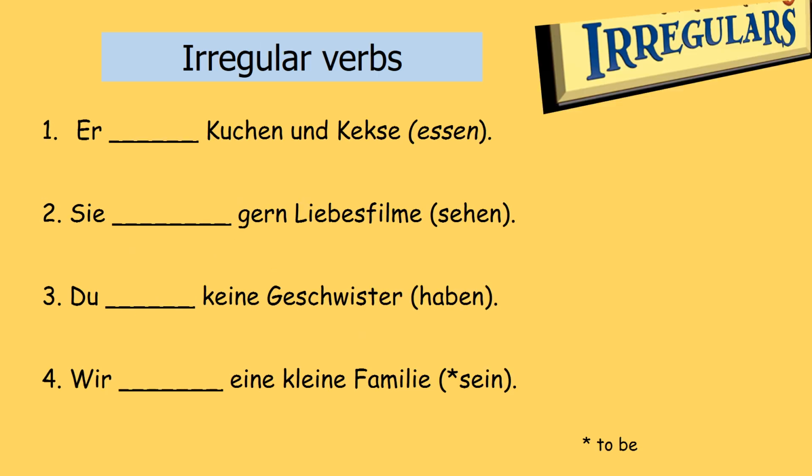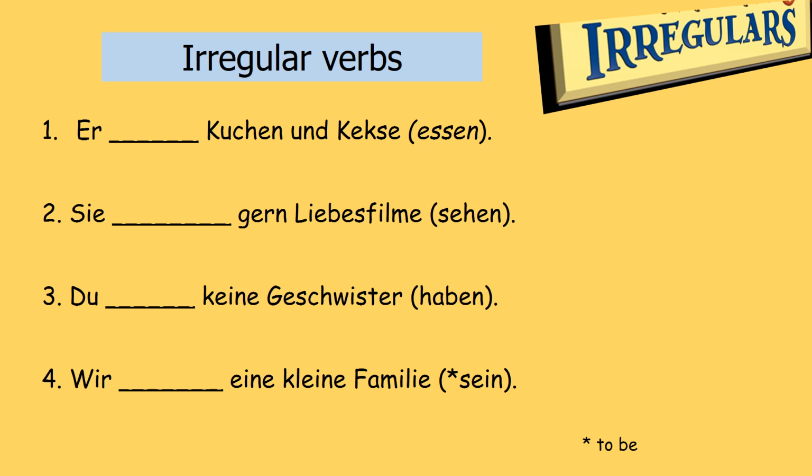So what we're going to do now is look at some irregular verbs. There are obviously a couple of irregular verbs that do change depending on who you are talking about. They might change. Often it's a vowel that they change, or the ending might be slightly different. So here are four very common ones that we see quite a lot.